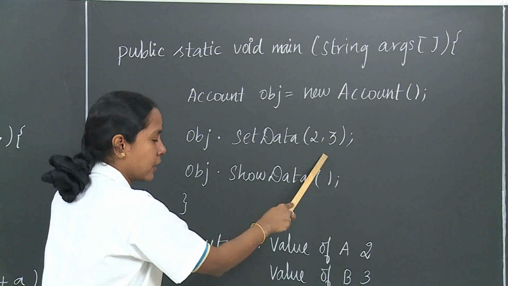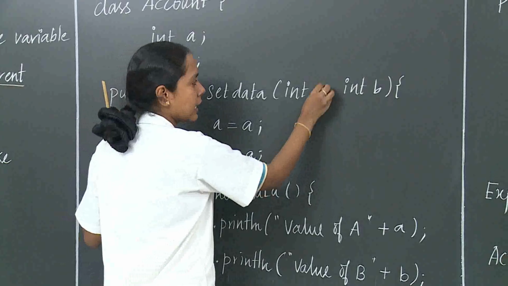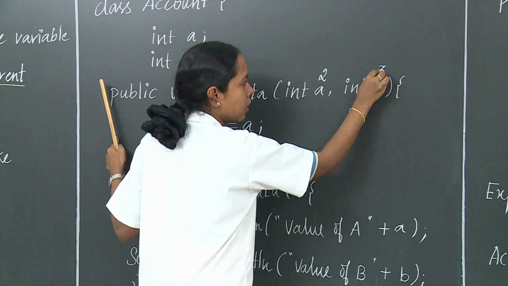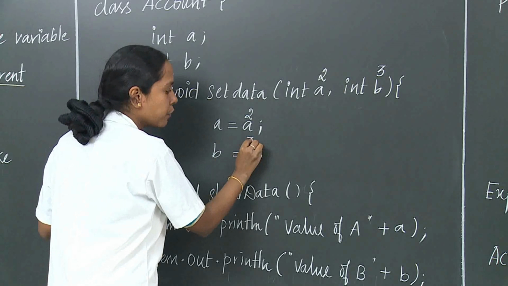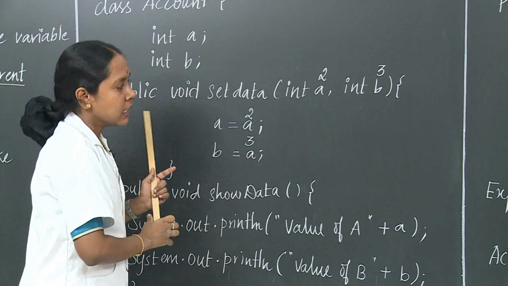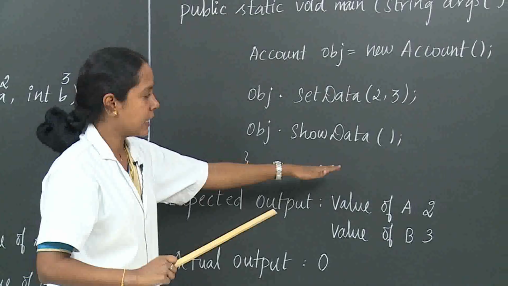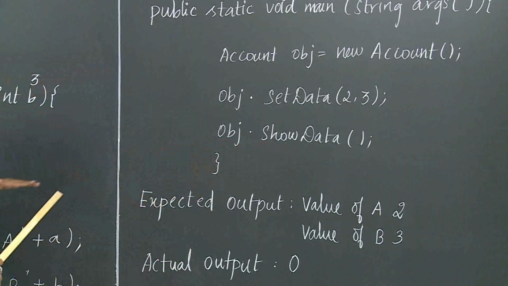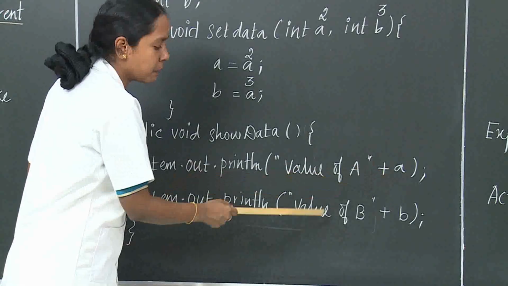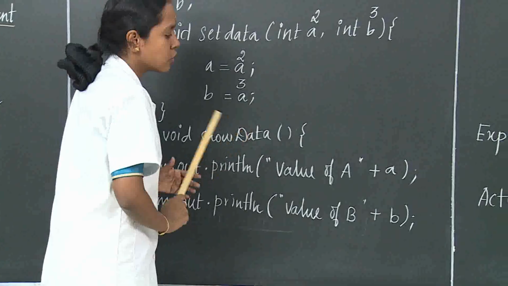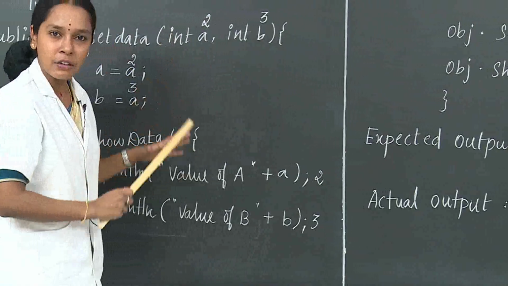While reading this line, the control goes to the set data method. So set data is here. It will allocate 2 here and then 3. So value 2 will be allocated to A and value 3 will be allocated to B. So this is A and then B. So next one is object dot show data. Show data means the control goes to show data, and here I am printing the value of A is A and the value of B is B. So I am expecting the output is 2 and then 3. So this is manual execution.